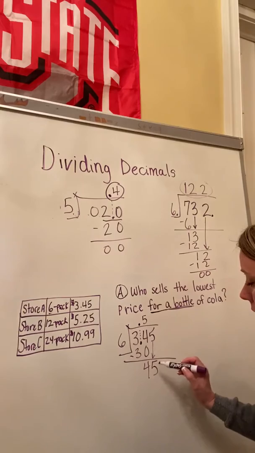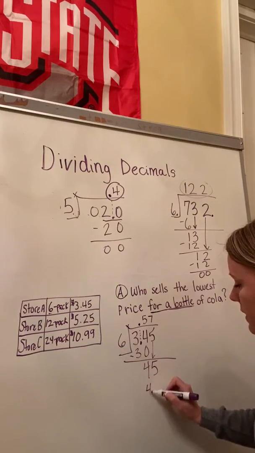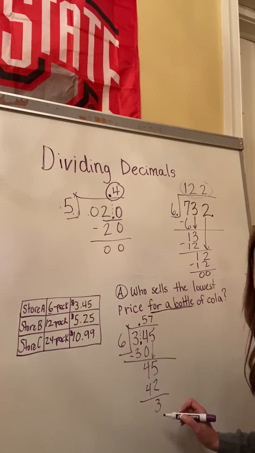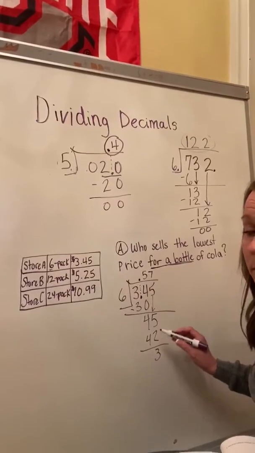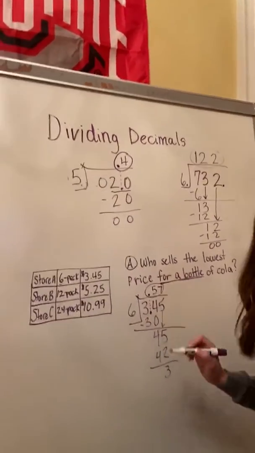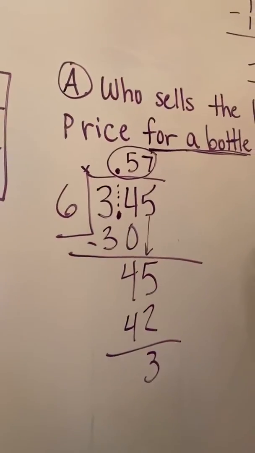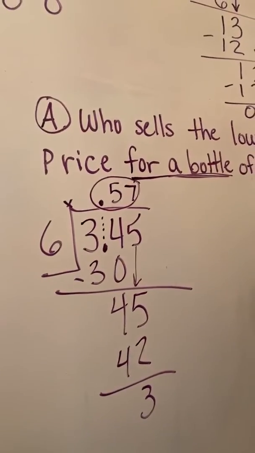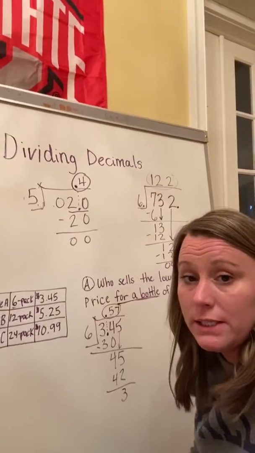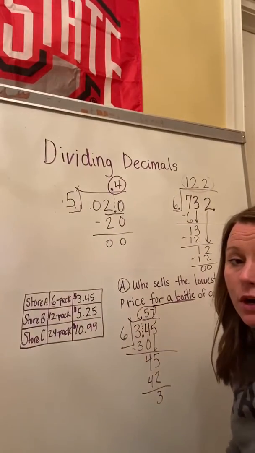How many times does 6 go into 45? 7 times. 6 times 7 is 42. Of course, there's a remainder here on this one. But since it's asking us just for the price of a bottle, we know that this is 57 cents per bottle. But the question asks, which is the lowest? So we can't just figure out one of these.